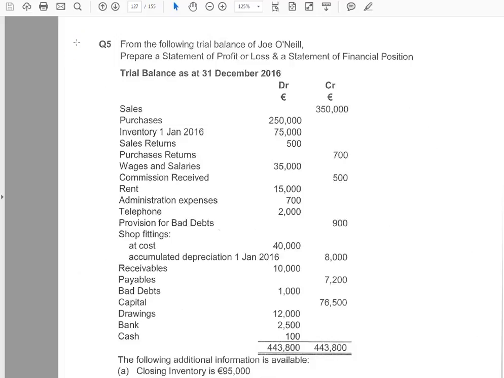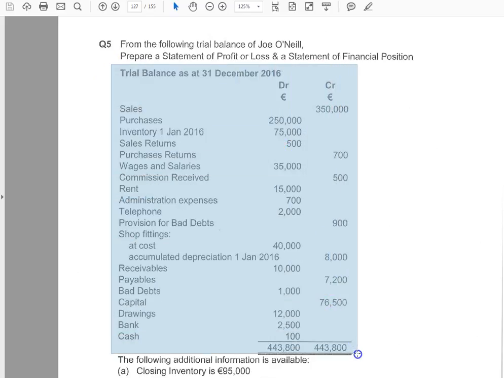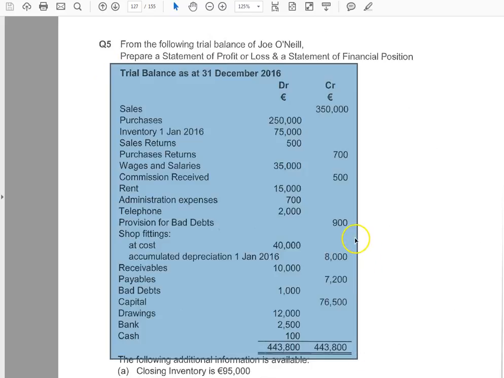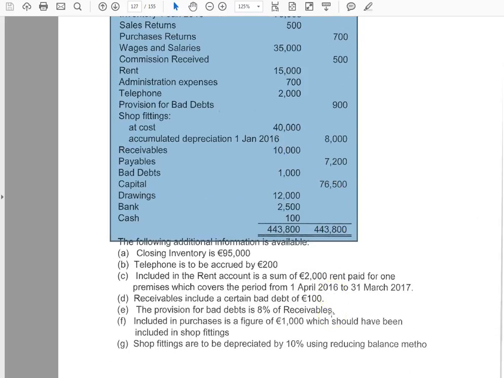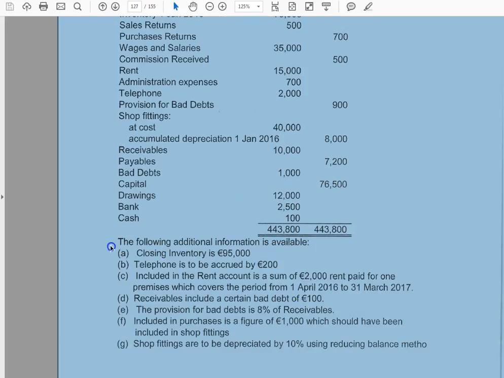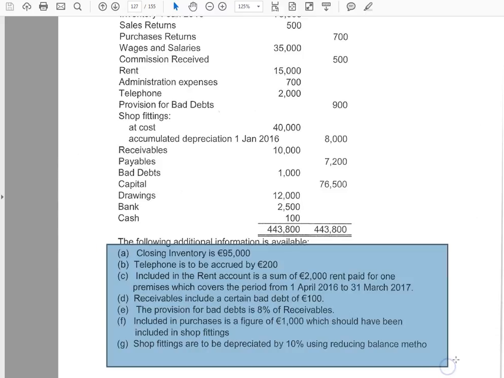Hi, today we're looking at a statement of profit and loss account question and a statement of financial position. In this question, you're going to be given a trial balance, which is here. And all of this is a trial balance, and it has a number of adjustments, which are underneath, which are here.